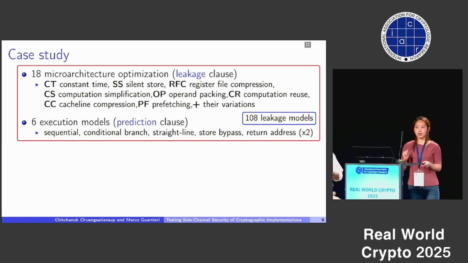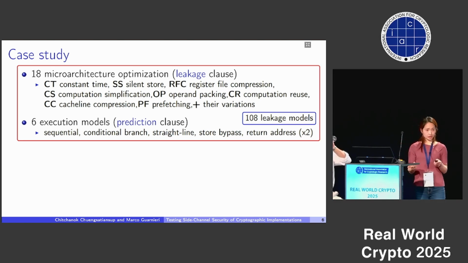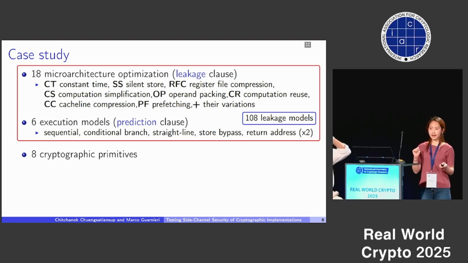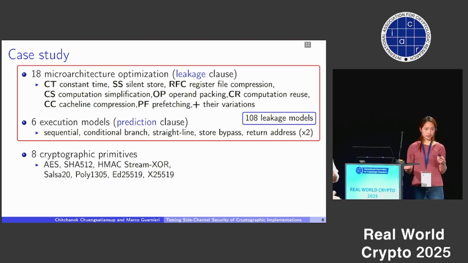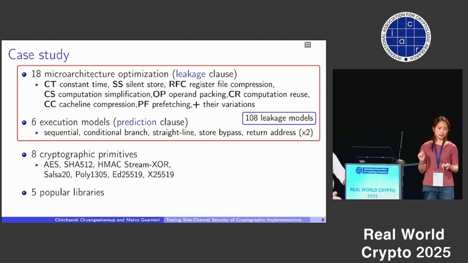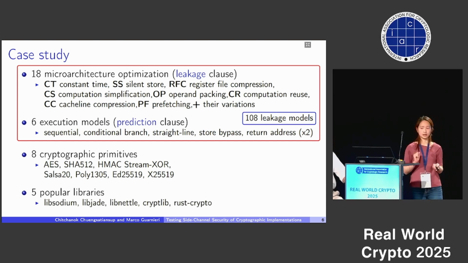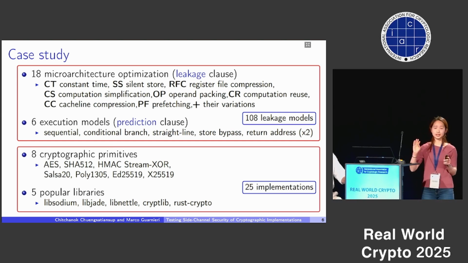Aside from the leakage clause and prediction clause, of course, we need to specify the implementation that we want to test. As we said, we want to focus on cryptographic implementations, so we consider cryptographic primitives. We consider 8 of them, ranging from symmetric to public key cryptography. All these cryptographic implementations are from 5 popular libraries, which are libsodium, libjade, libntl, cryptlib, and Rust crypto. So in total, we consider 25 implementations in our evaluation.